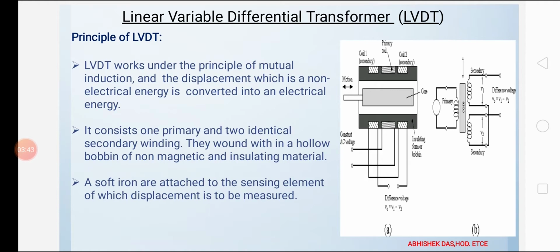It consists of one primary and two identical secondary windings. They are wound on a hollow bobbin of non-magnetic and insulating material. A soft iron core is attached to the sensing element whose displacement is to be measured.